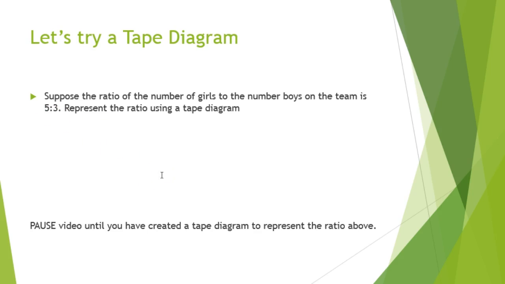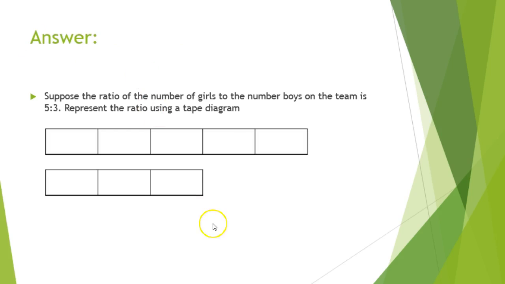Let's try a tape diagram. Suppose that the ratio of the number of girls to the number of boys on the team is 5 to 3. Represent the ratio using a tape diagram. Pause video until you have created a tape diagram to represent the ratio above. So my answer, when I did my tape diagram, I would have 5 pieces of tape to represent my 5, and then 3 pieces of tape to represent my 3. 5 to 3.